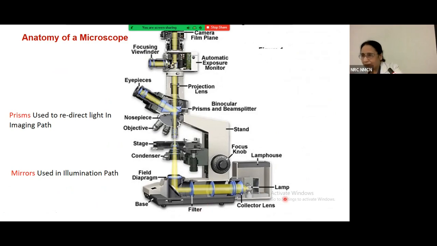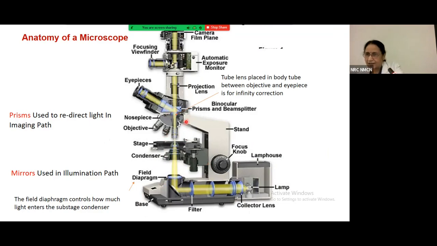I was telling you that the light source can be built-in, or it can be present as a lamp house assembly. For the illumination path, we use mirrors, like the mirror which is present here. Then there is the imaging path, in which we use a prism. This is to show you the field diaphragm, which controls how much light can enter this substage condenser. Then please see, this is the tube lens, which is placed in the body tube between objectives and eyepieces, and this is used for infinity correction. I will talk about these things later.